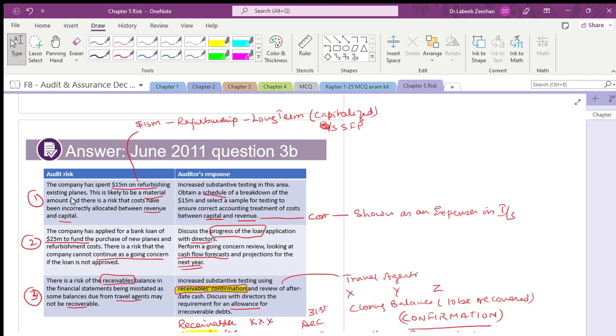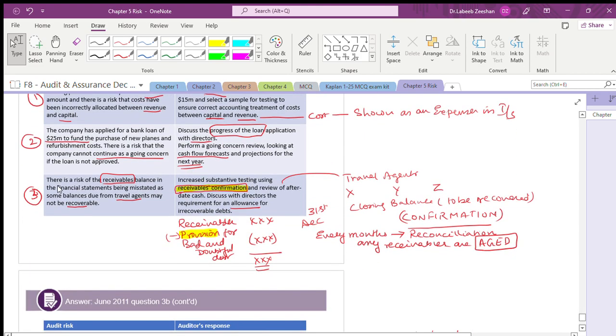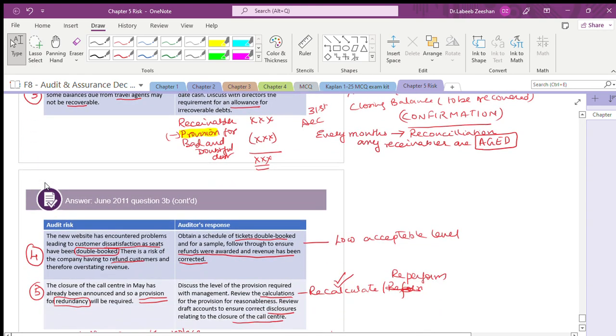Receivables have been increasing. You have to verify with the travel agents, because the travel agents are the people in between the company and the customers. You have to get confirmation from the travel agents, and make a reconciliation every month so that you can keep track of it and control risk. Next, we are talking about double bookings and how we are going to repay them.